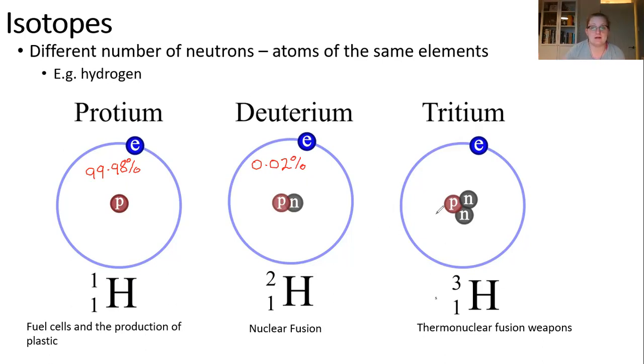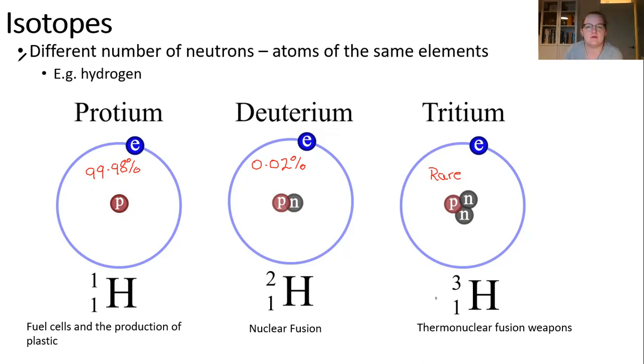And then finally, we have tritium. Tritium, we're just going to go with rare, because obviously 99.98 plus 0.02% would make 100%. Tritium does exist, but it's really, really rare. It has 1 proton and 2 neutrons. When it does occur, we use it in thermonuclear fusion weapons. We don't really need to know too much about them right now, but it has a specific job that we use it for. But yeah, tritium is really, really rare. And we're going to use this new word now called a nuclide.